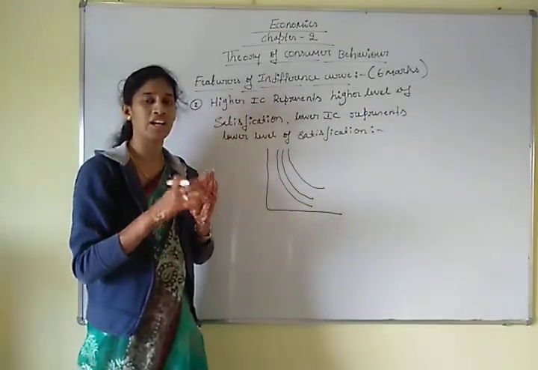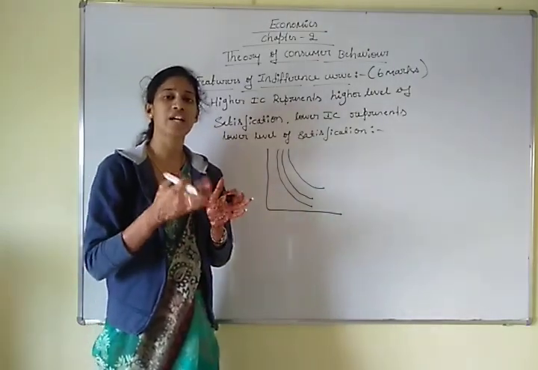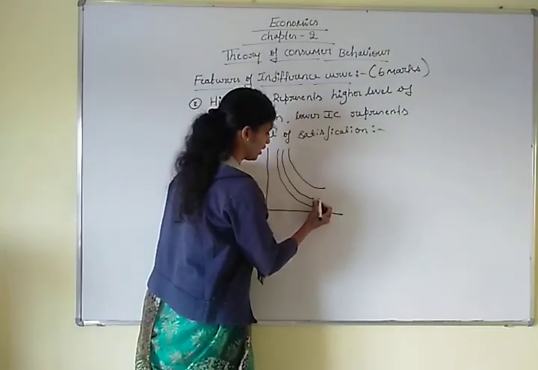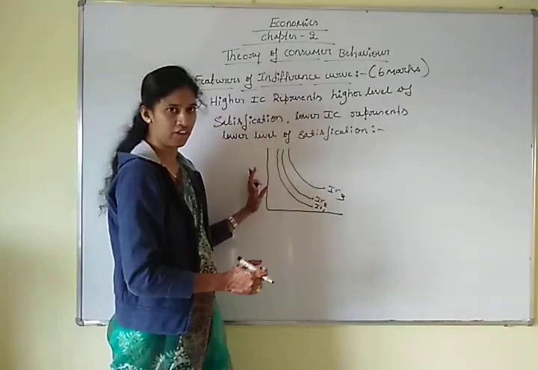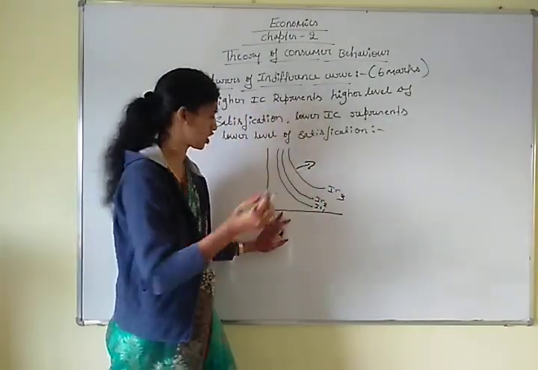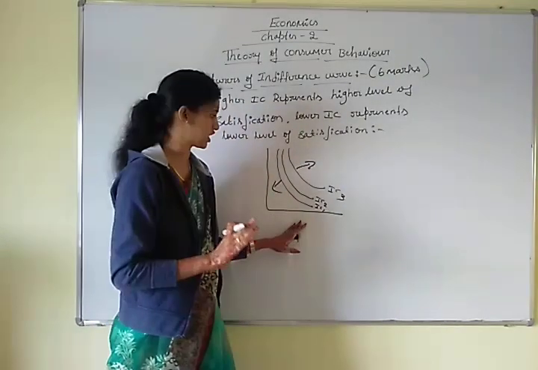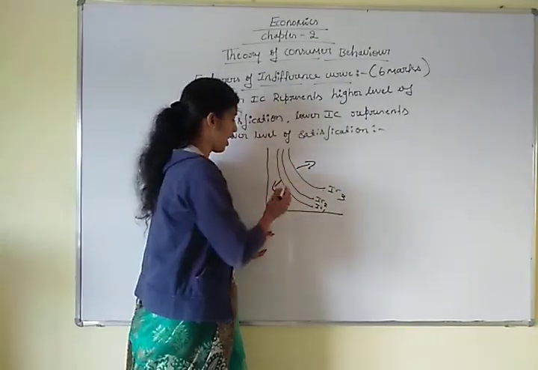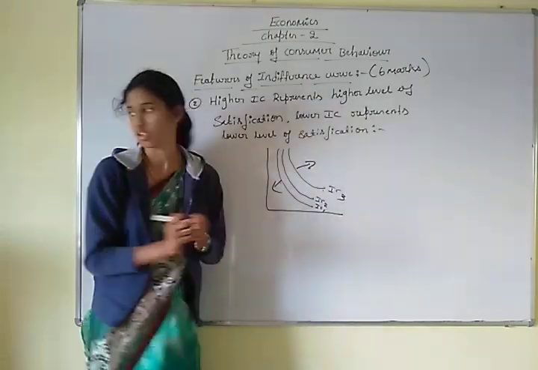A family or a group or a set of indifference curves showing the different level of satisfaction is called the indifference map. It is IC1, IC2, IC3. In indifference map, rightward curve represents the higher level of satisfaction. Leftward curve represents the lower level of satisfaction. In the diagram, IC3 gives the more level of satisfaction. IC1 gives the lower level of the satisfaction.